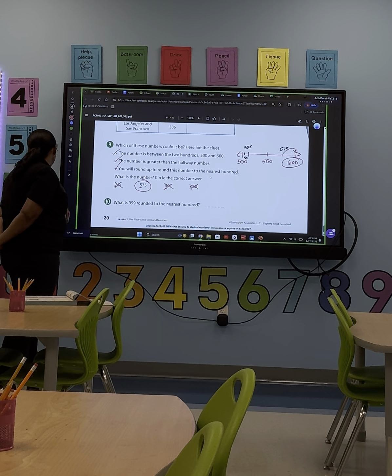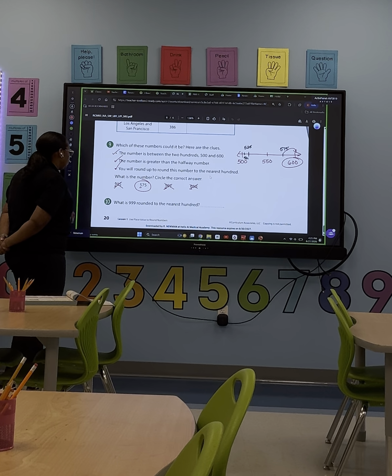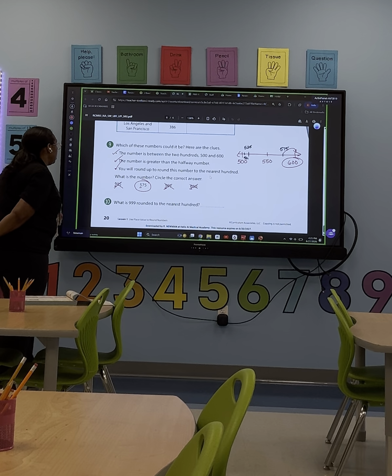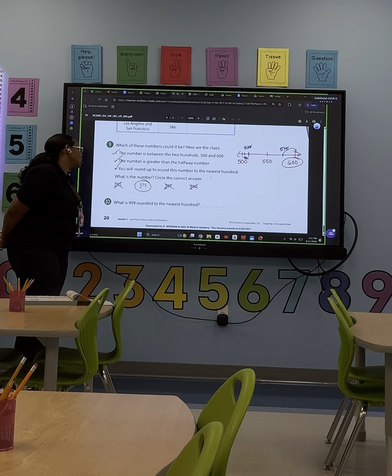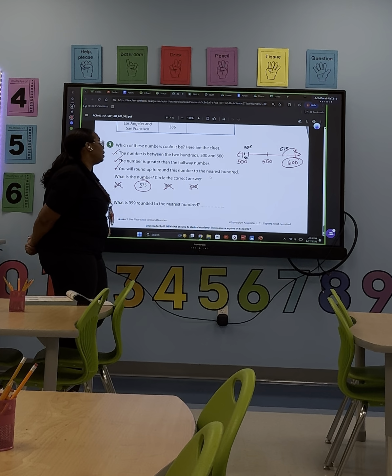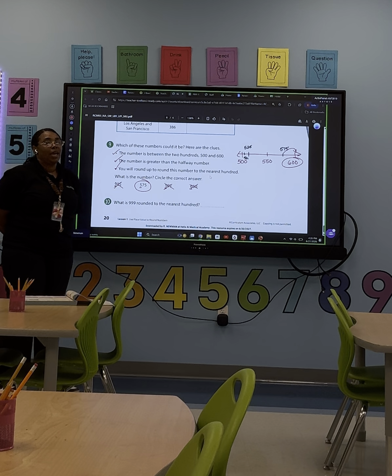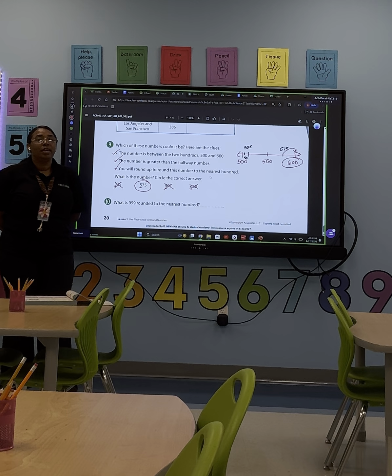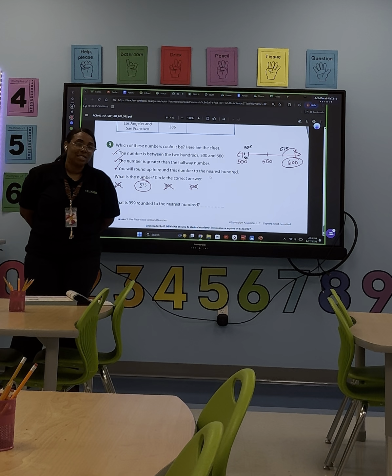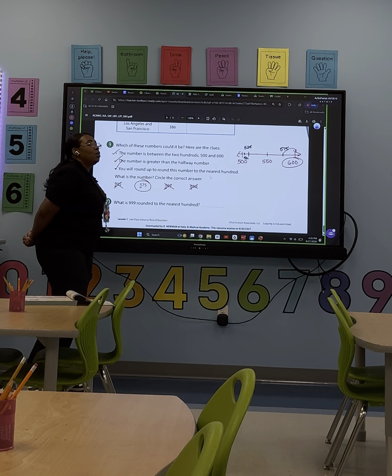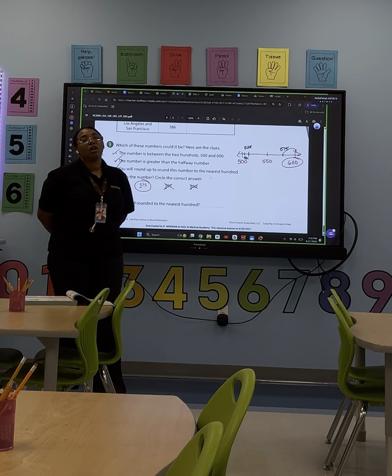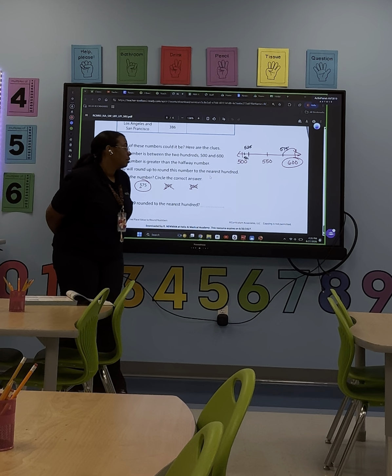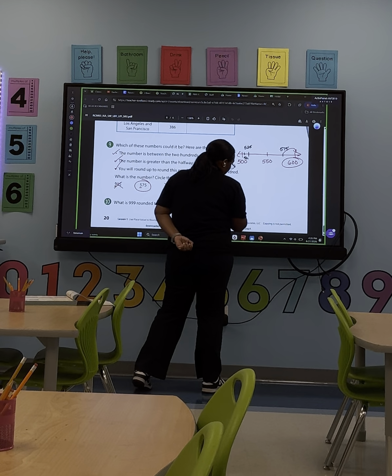Okay, let's go to our final number, which is going to be number 10. So number 10 says, what is 999 rounded to the nearest hundred? Okay, this one can be a little tricky, but hey, we're in this together. We're gonna solve it together. So let's go ahead and start with the first thing we always start with, a number line. So let's go ahead and do that.